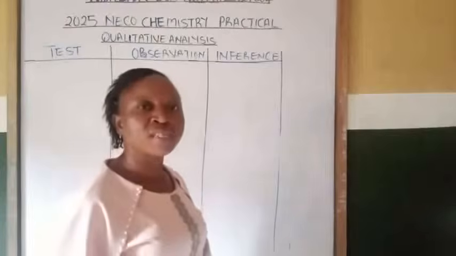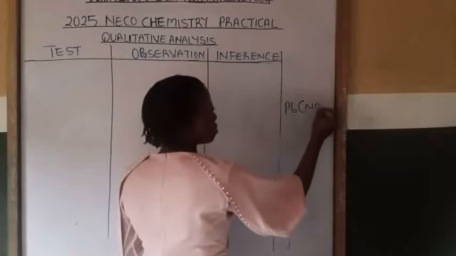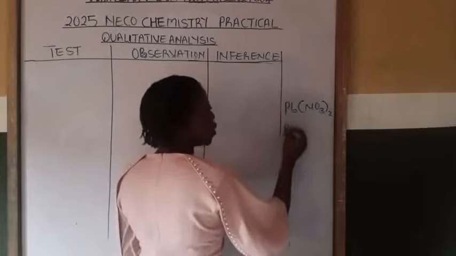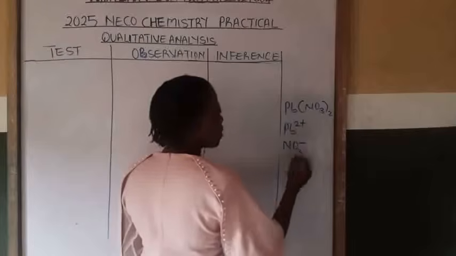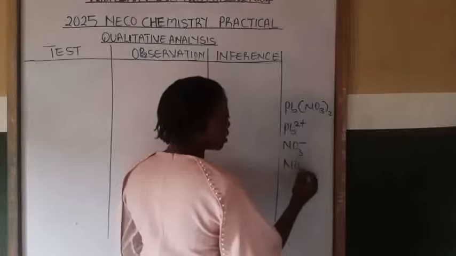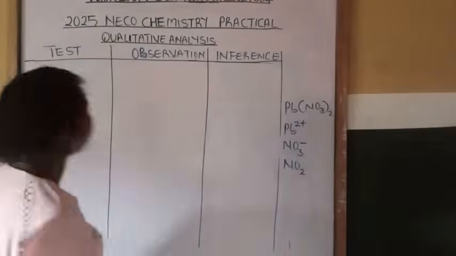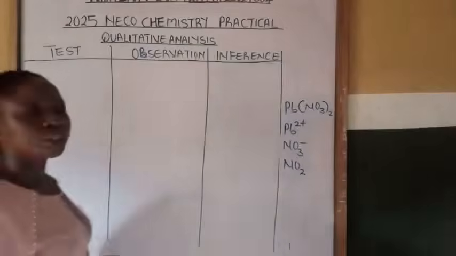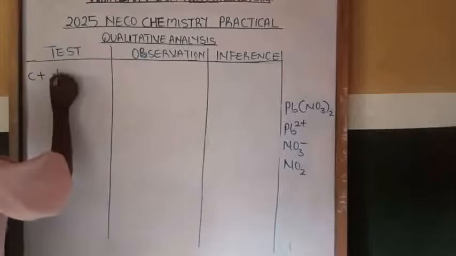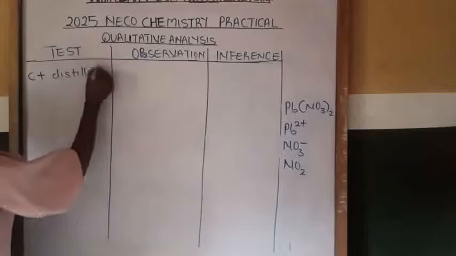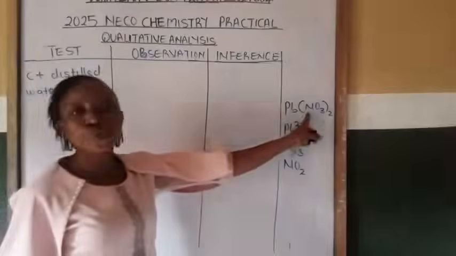So let's start with sample C. Our sample C is lead nitrate. So we are going to test for lead ion, we are going to test for trioxonitrate(V) ion, and we are going to test for nitrogen(IV) oxide. So let's start with the solubility of sample C. They will ask you to add distilled water to your sample C. Then you say C plus distilled water.